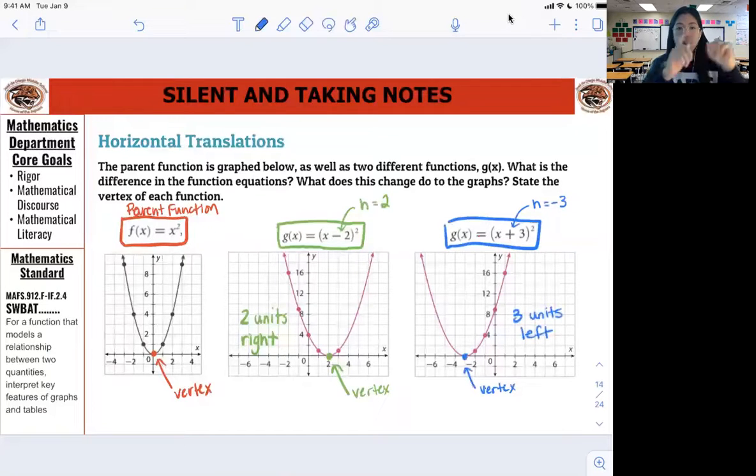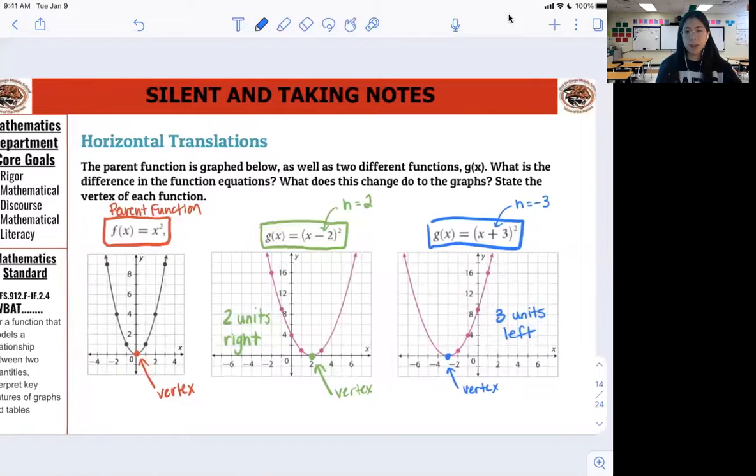So A, the leading coefficient, is going to stretch, compress, and flip. K is going to move it up or down. And H moves it left to right. And if you feel like this is a little familiar, it's because we've actually done this before. We did it with linear functions and we did it with exponential functions a little bit. But with quadratic functions, we really get into it a lot.